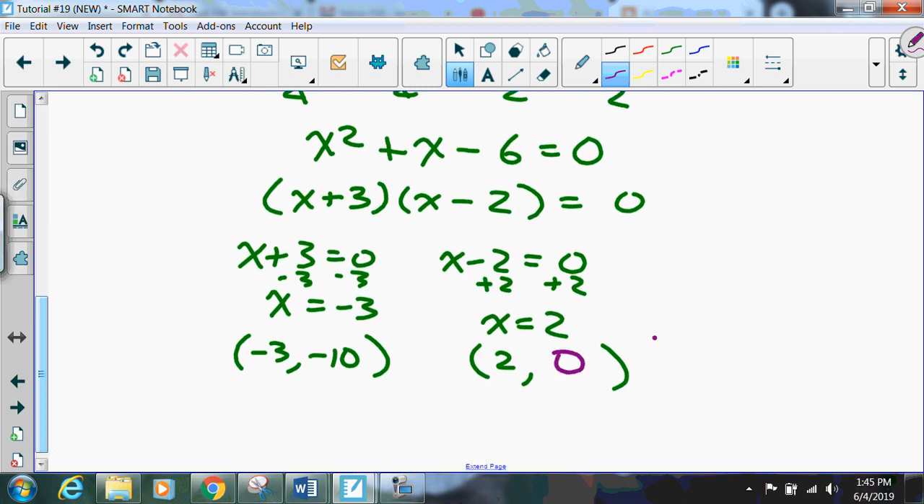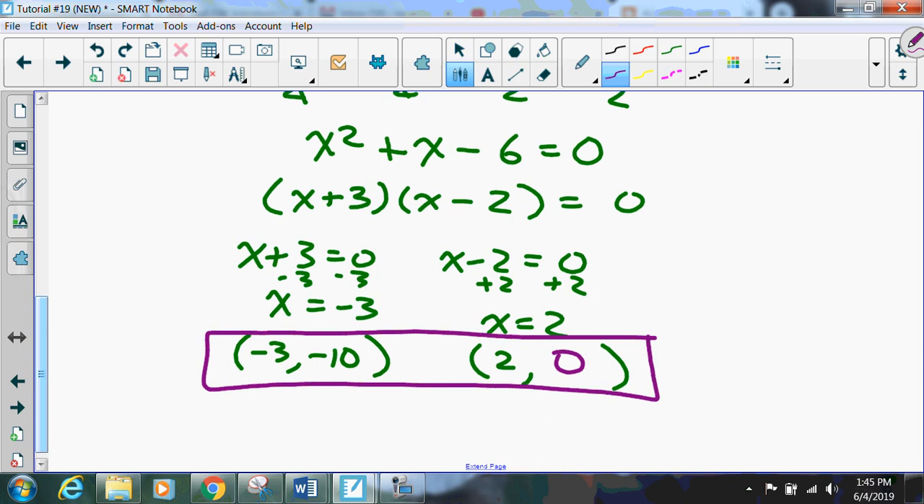And there we have it. The solution of this system, a linear and a quadratic function, is (-3, -10) and (2, 0). If you wanted to take the time to actually graph these two functions, you would see that they intersect each other at these 2 points.